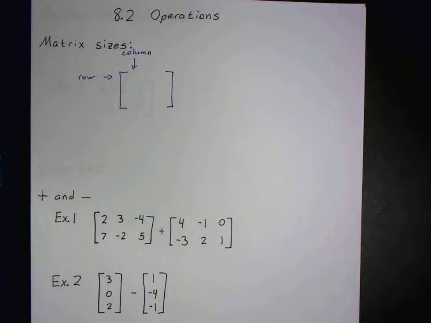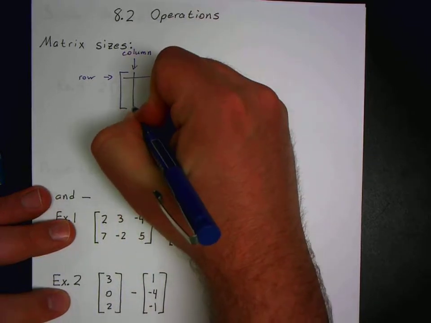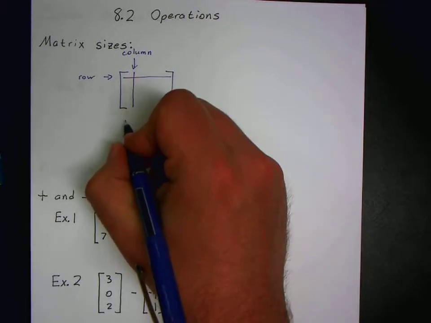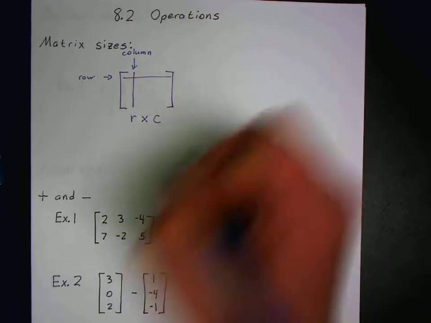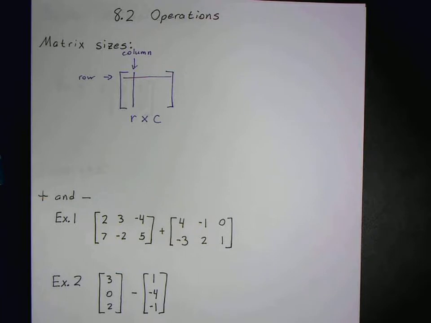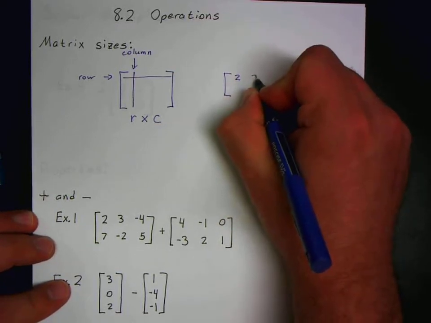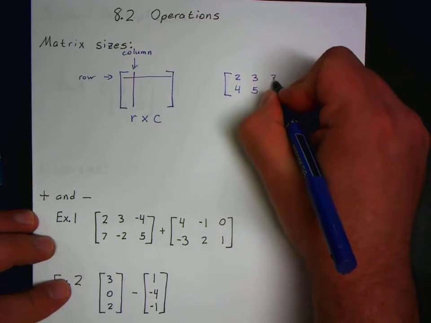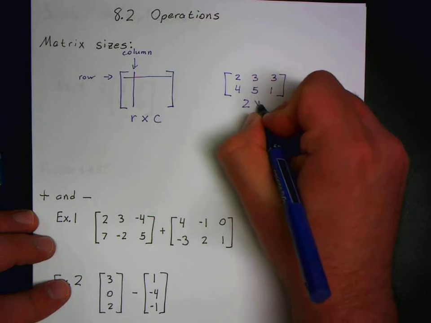Okay, so rows and columns. Remember, rows go sideways. So this is a row. Columns go up and down. We name matrices by their size. They're named by their number of rows and their number of columns. So if I had a matrix like this, this would be a 2 by 3 matrix.